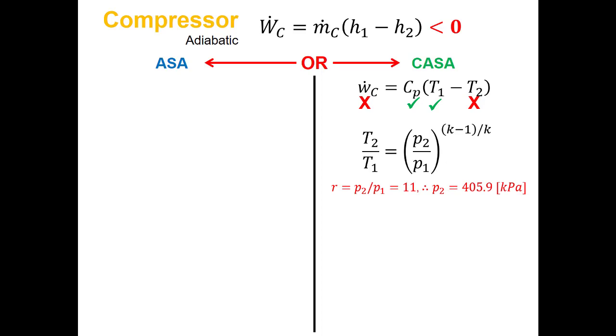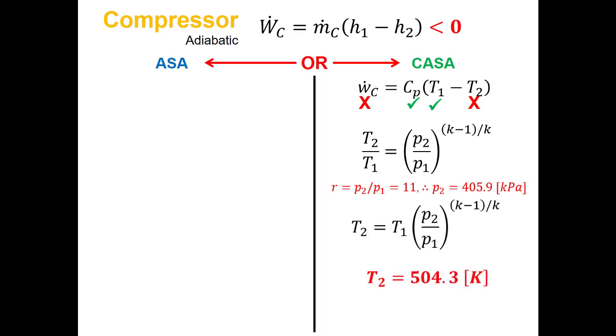I'm told the compressor pressure ratio, P2 over P1, is equal to 11, so I can find P2. I put that into my equation, and I can see that T2, if I use this expression, is 504.3 Kelvin.